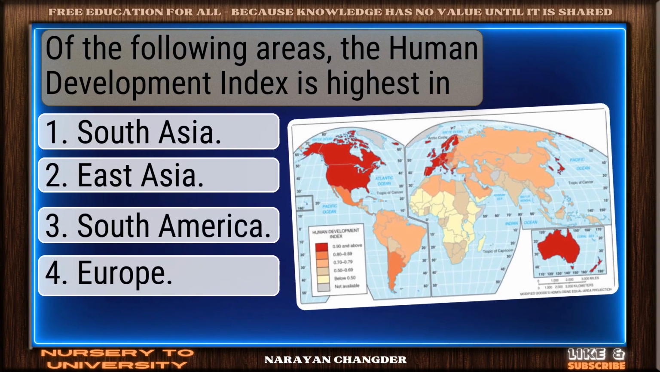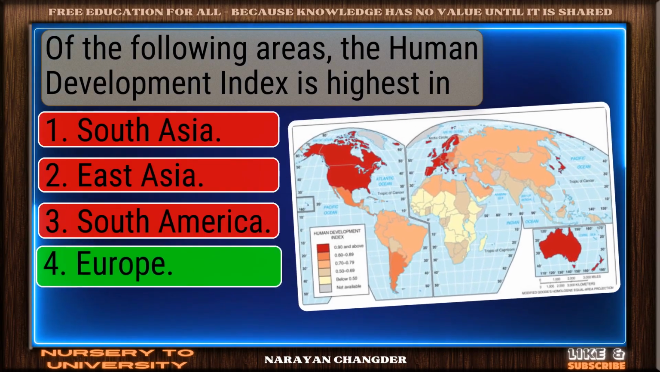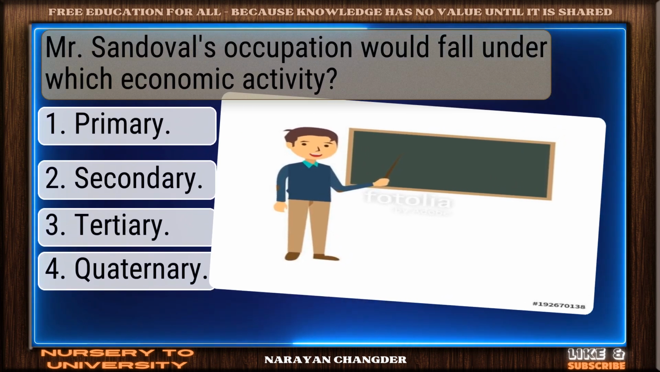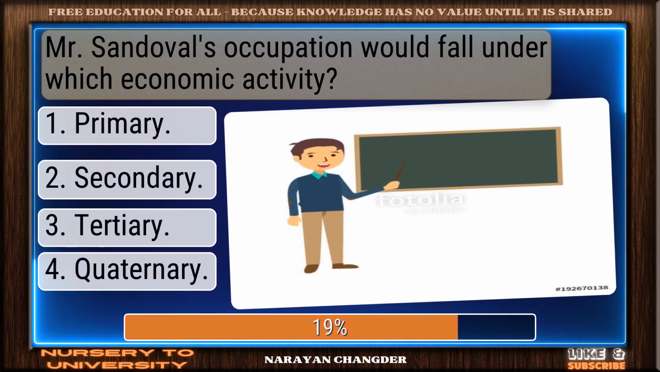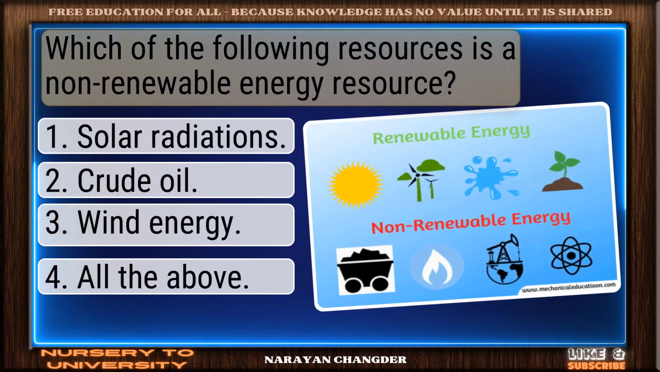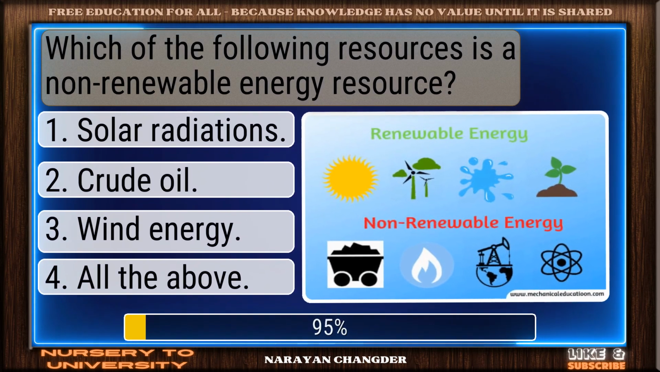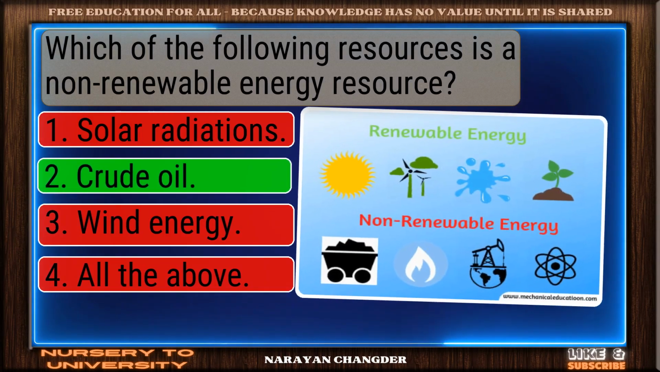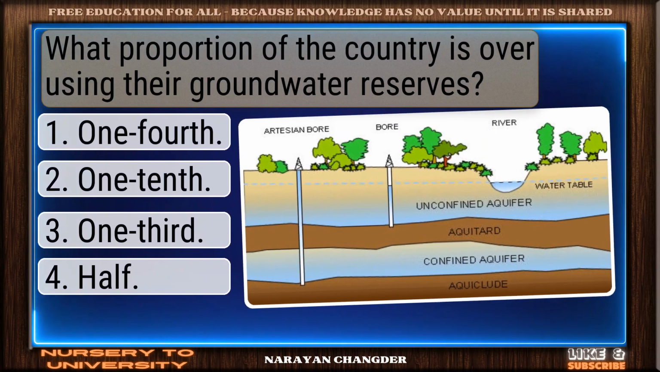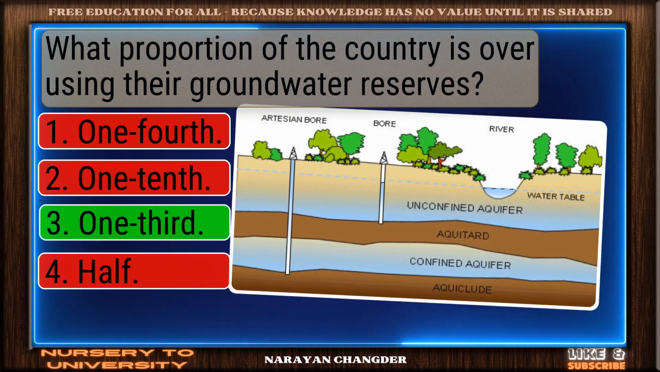Of the following areas, the Human Development Index is highest in... Well done. Europe is right. Mr. Sandoval's occupation would fall under which economic activity? Exactly. Tertiary makes sense. Which of the following resources is a non-renewable energy resource? Well reasoned. Crude oil is correct. What proportion of the country is overusing their groundwater reserves? Nice selection. 1/3 is correct.